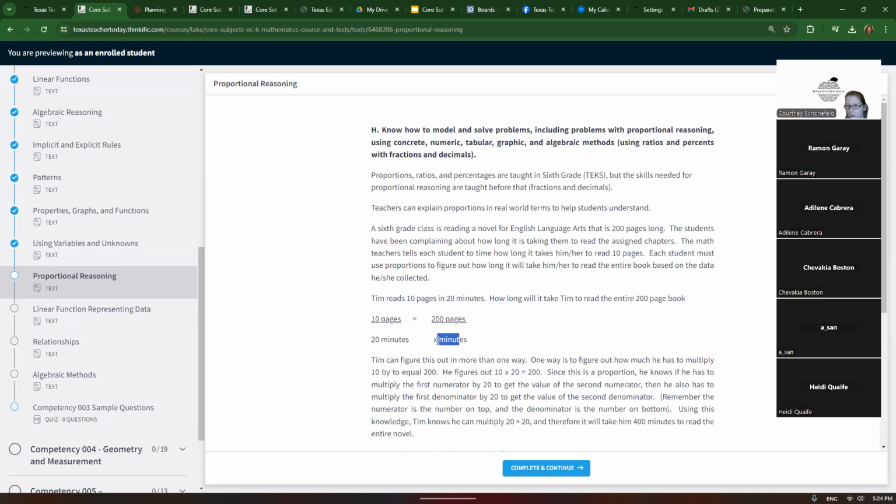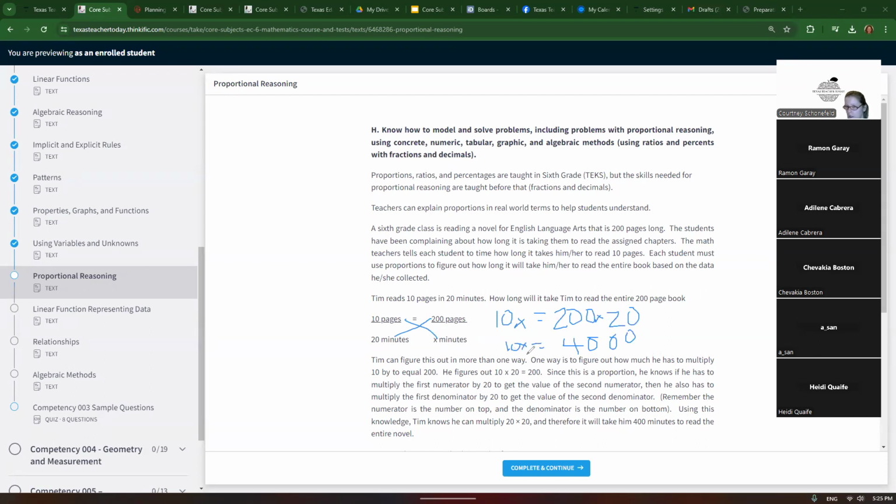Another way we could do this, that's a little bit faster, we could say, well, I know 10 times 20 is 200. 20 times 20 is 400, right? If that doesn't make sense, let me show you how you would do it. Cross multiply, right? 10x equals 200 times 20. To do 200 times 20, all I need to do is put my 4: 2 times 2 is 4, and 3 zeros, right? And then I'm left with 10x equals 4,000.